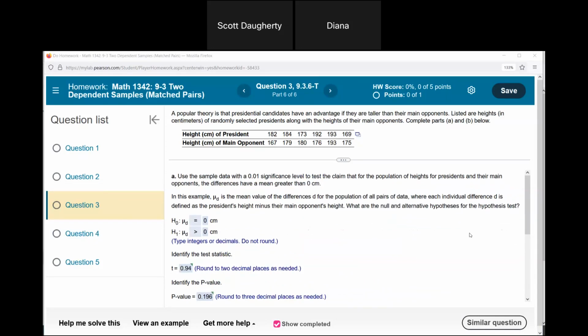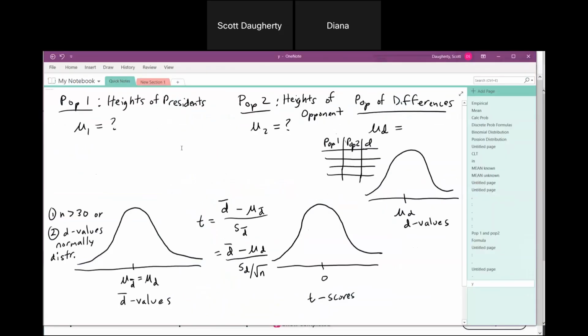Okay, so let me go over some preliminary stuff and then we'll actually work out this problem. There's a couple of things we need to talk about here. Initially, what you've got here is two populations. That's why it's in chapter 9. Chapter 9 is all about hypothesis testing for two different populations. The first population is the height of presidents, and then population 2 would be the height of their opponent.